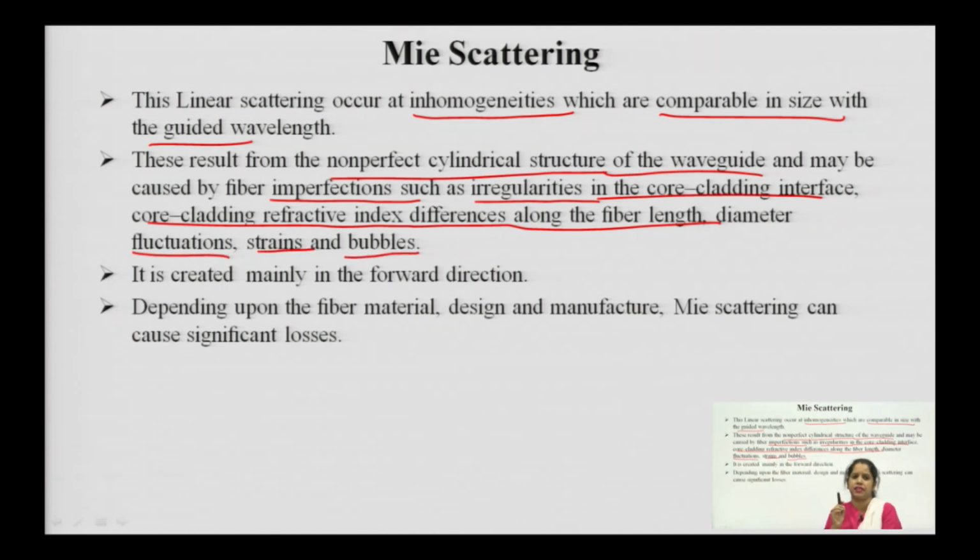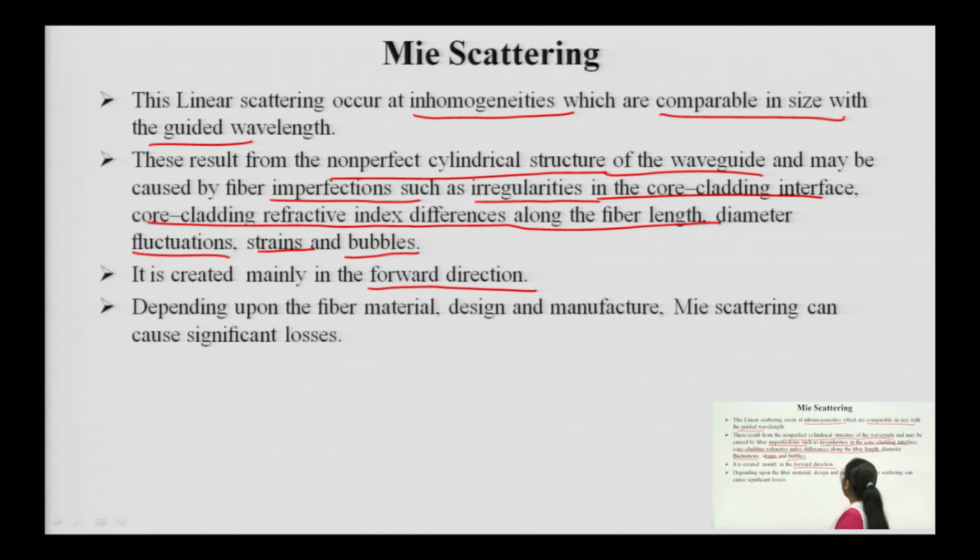So, what is the basic difference? Rayleigh scattering is due to changes in the material which is used, but this is due to any change in the structure of the fiber which we are using. Irregularities in core cladding interface, refractive index difference along the length, diameter fluctuation. So, these are responsible for the Mie scattering. But one important difference which I have told you, Rayleigh scattering occurs in all directions, but Mie scattering prominently occurs only in the forward direction. If it occurs in the backward direction, it is of very less magnitude.